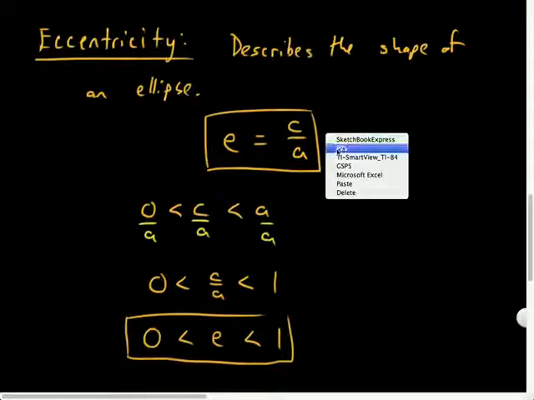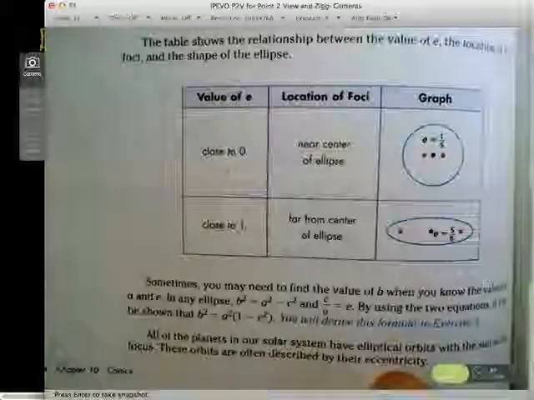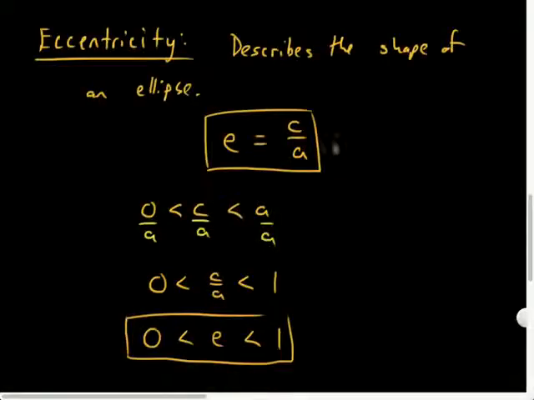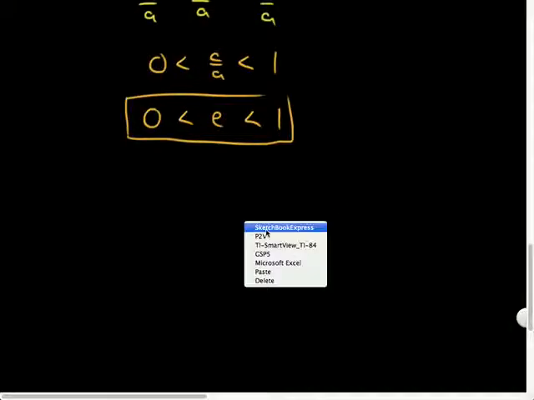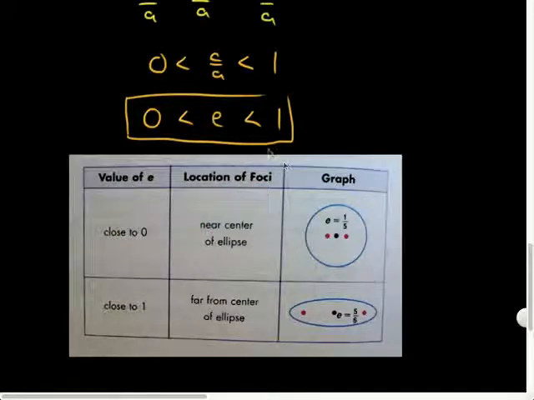So I might actually steal this little snapshot right here. This is from our text. This is not my own work. Page 638, copyrighted, and so on. And here's a nice little sketch. I'm not going to have you write this down. But for values of E that are close to 0, the foci are closer to the center.